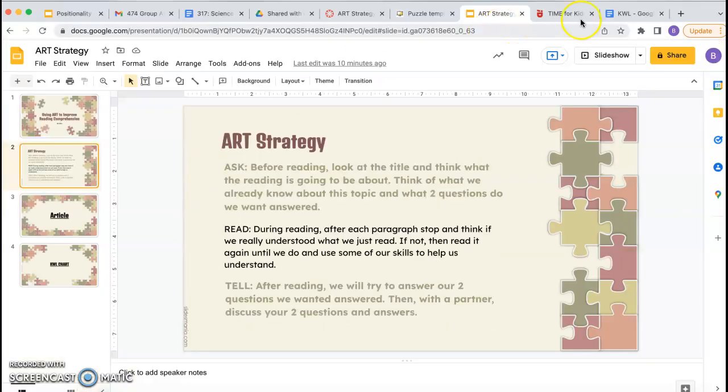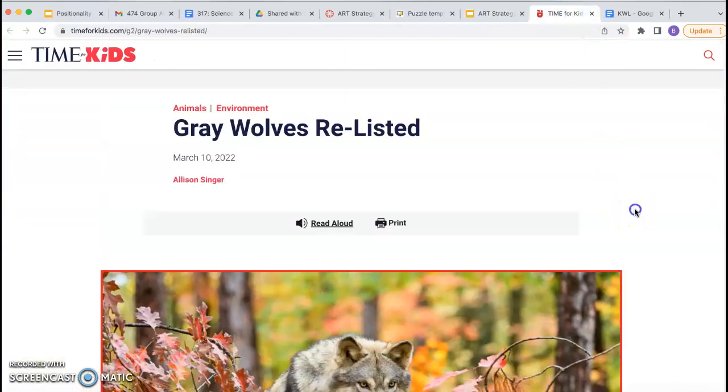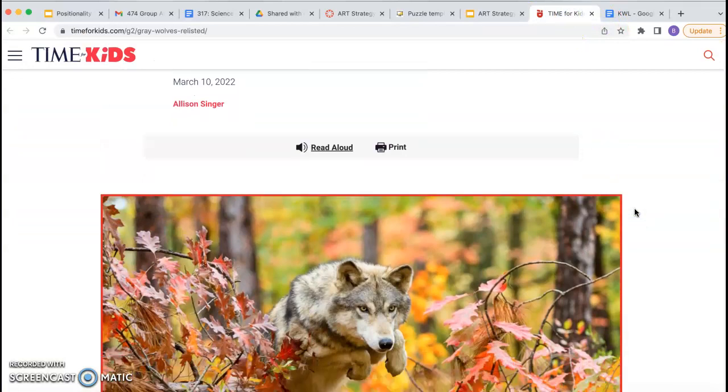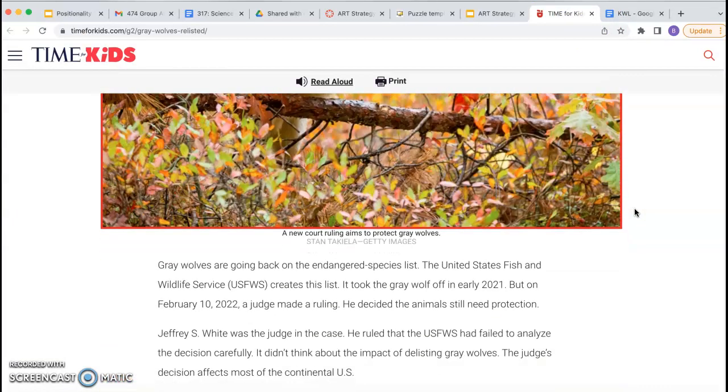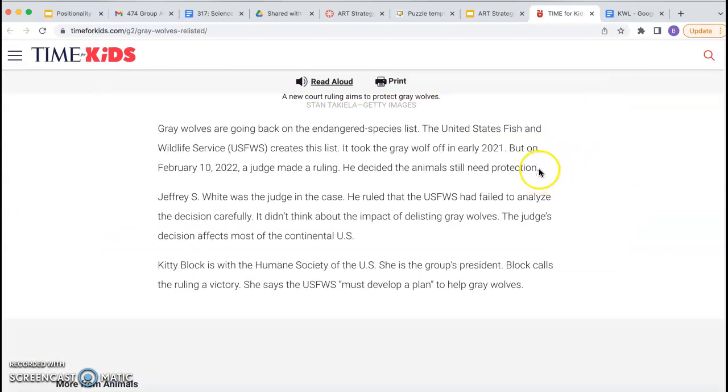So I am going to read my article. That's what I would do. I would stop after every single paragraph. Remember, a paragraph is when it stops and then starts again. There should be a big space. So this one has 3 paragraphs. I would stop after every single one and make sure that I understood it. Okay?